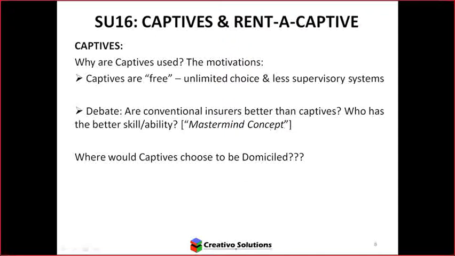So do you agree conventional insurers are more general? Yeah, they're more general. Okay, they offer you general policies, general cover, general everything. Yes. Okay, a captive can offer you more specialized services. Not to say conventional insurers don't also offer specialized services, but that's just something else to consider.